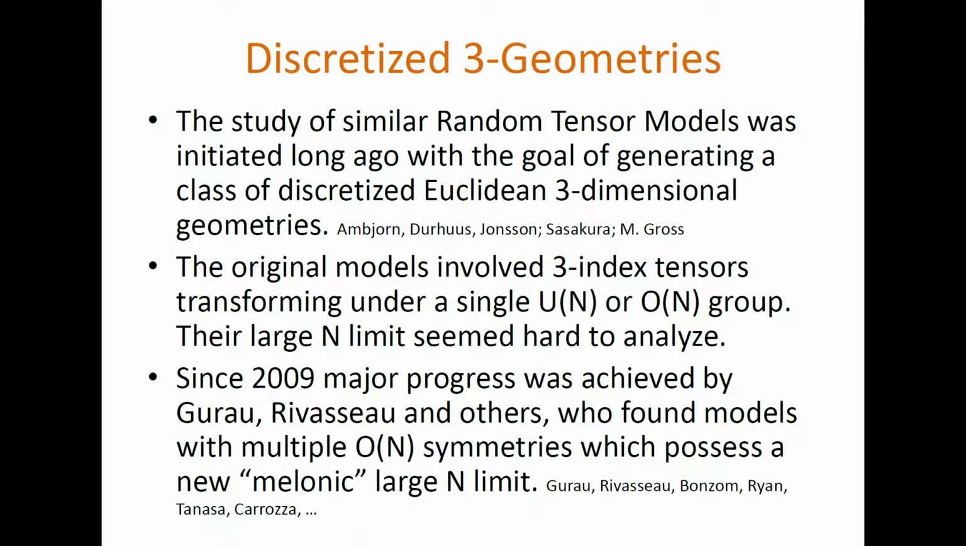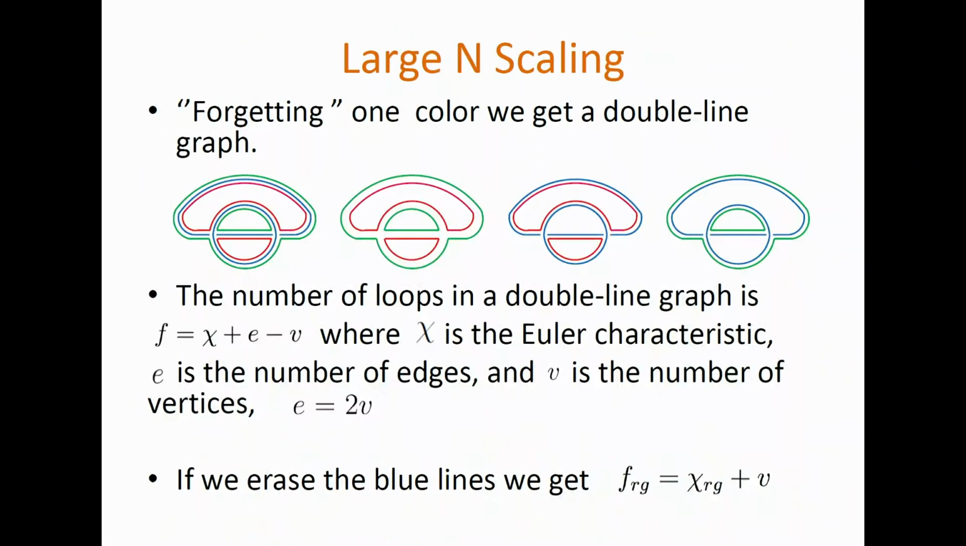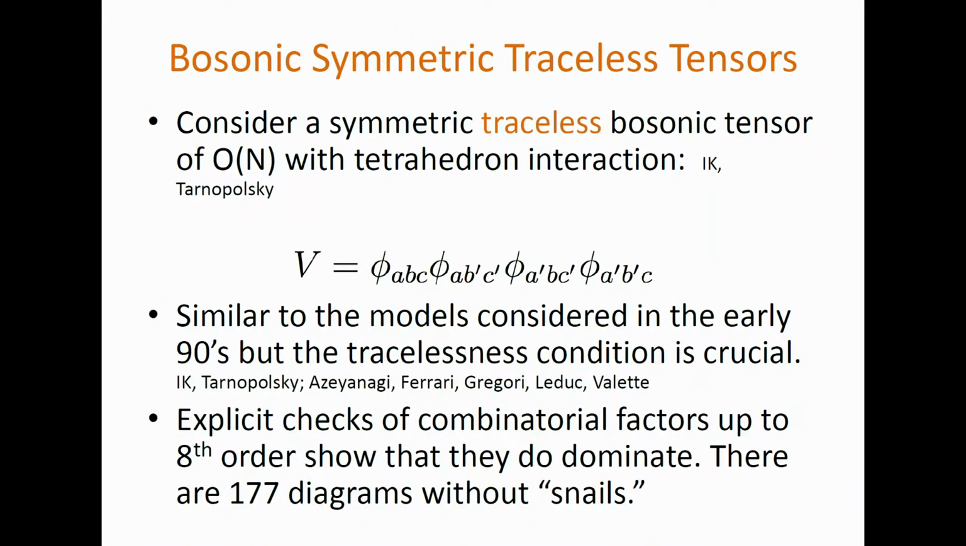So it's much harder. But then Tarnopolsky and I wrote a paper where we started studying by brute force what happens in a model where you take the same tetrahedral interaction with a single O(n) group. But now phi ABC is a traceless symmetric tensor. And then we found that in this case too, only melonic graphs dominate up to a pretty high order.